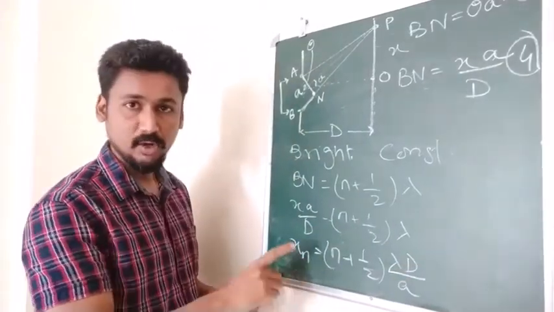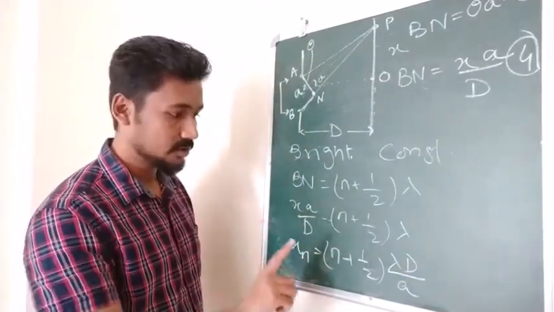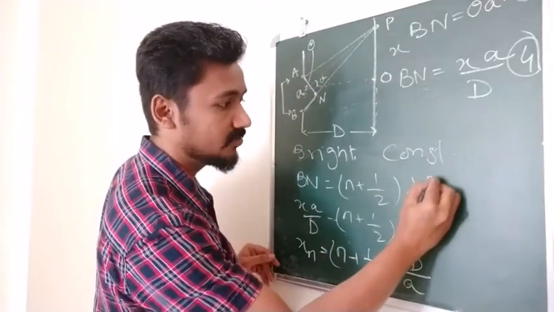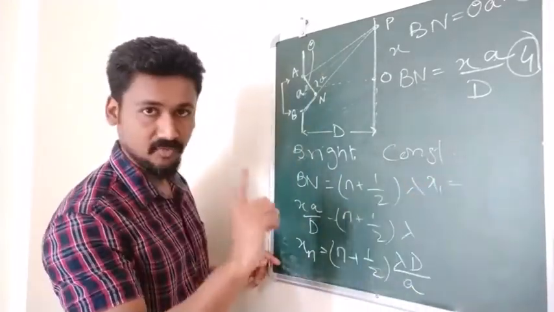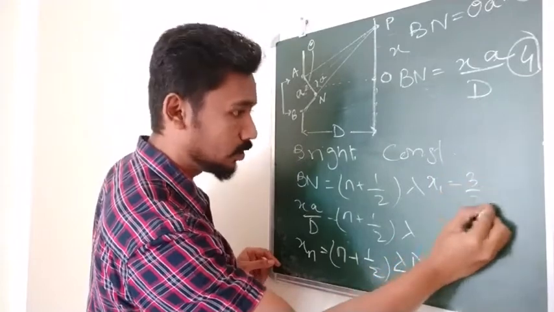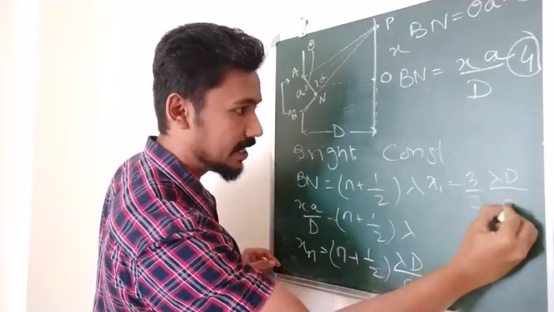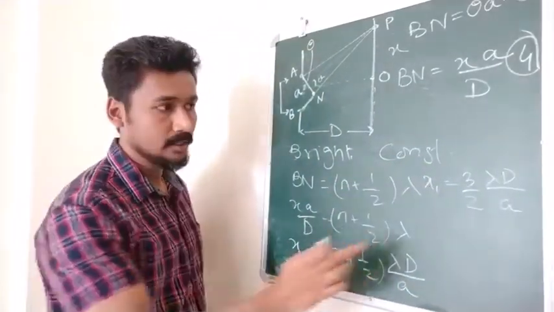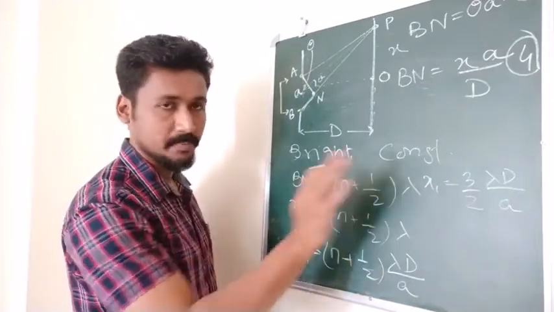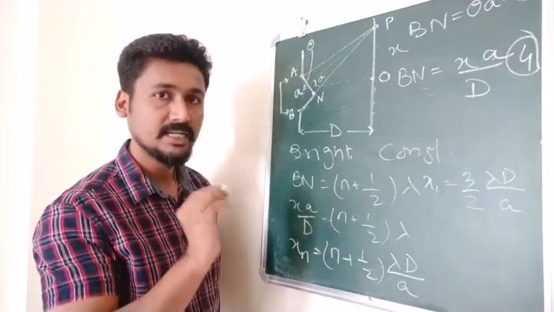Okay, so this is where you are going to get your first bright fringe. So first bright fringe कहाँ पे मिलेगा? For x1 where n is equal to 1. So that is 3 by 2 lambda D by a. Getting the idea? So for this distance you will get your first bright spot, that is called the first maxima.